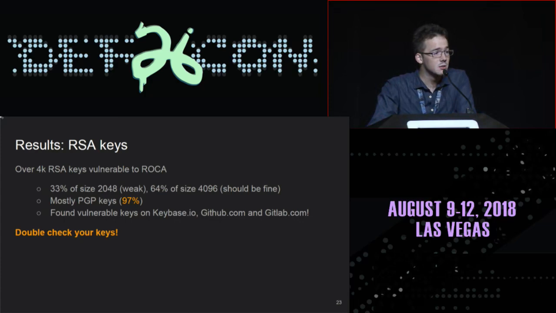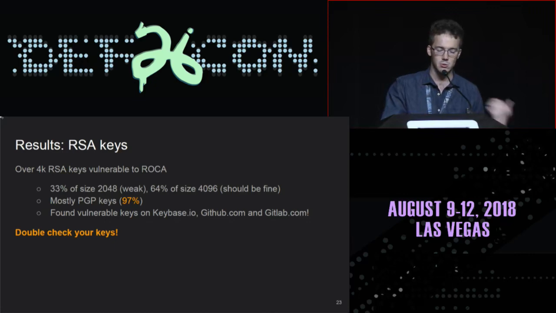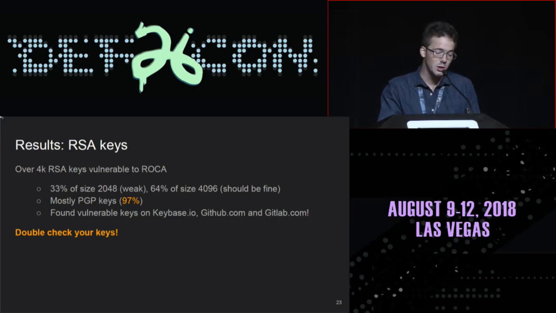So ROCA attack, we actually found PGP keys vulnerable to the ROCA attack on Keybase, GitHub, GitLab, everywhere. So double check your keys. You can check them using Python scripts offline on your computer or using our key lookup website. ROCA is not that bad because if your key is in the 2/3 that have 4,000 bits, you're still safe. It will take way too long to actually compute the primes out of the public key. But if you're on the weak side, like 2,000 bits, it's feasible.